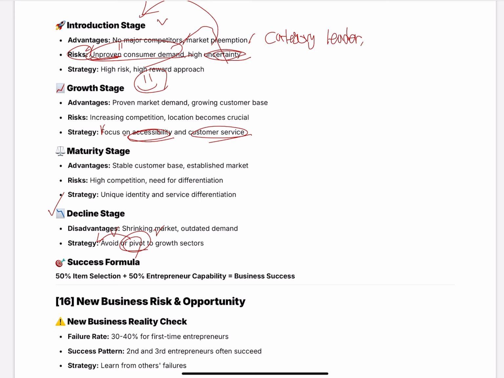Here is a crucial success formula to remember. 50% of your success comes from item selection, and 50% comes from your capability as an entrepreneur. So choose your industry life cycle position carefully.